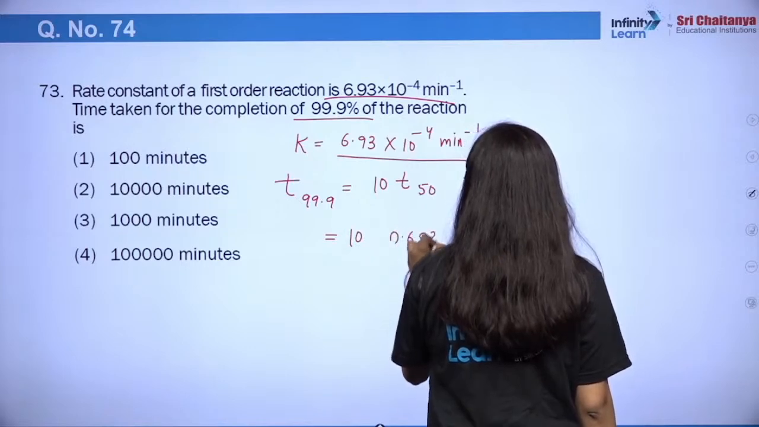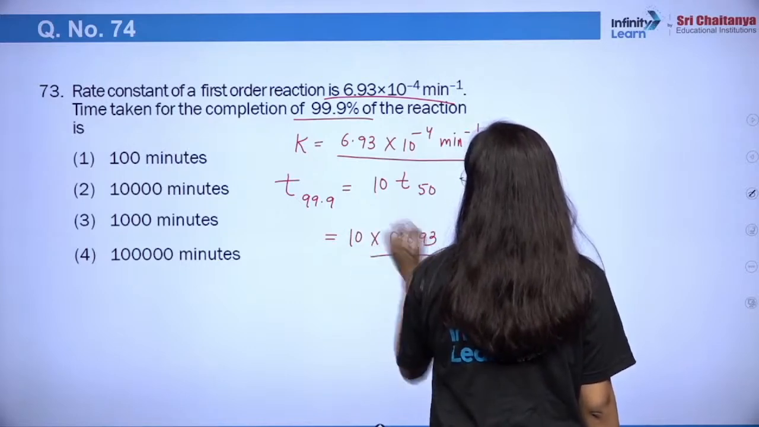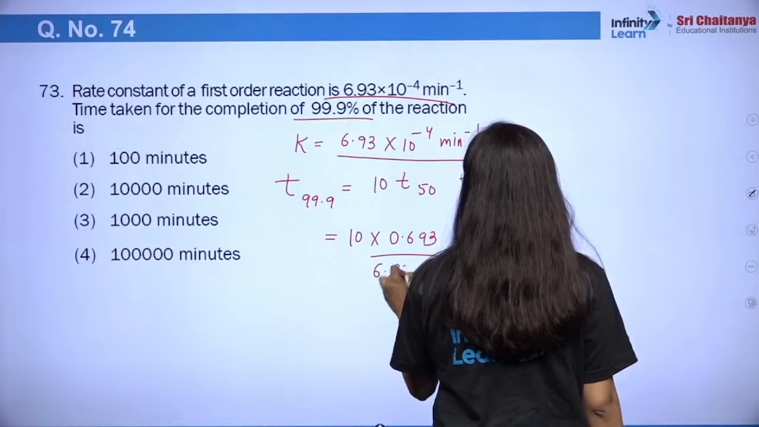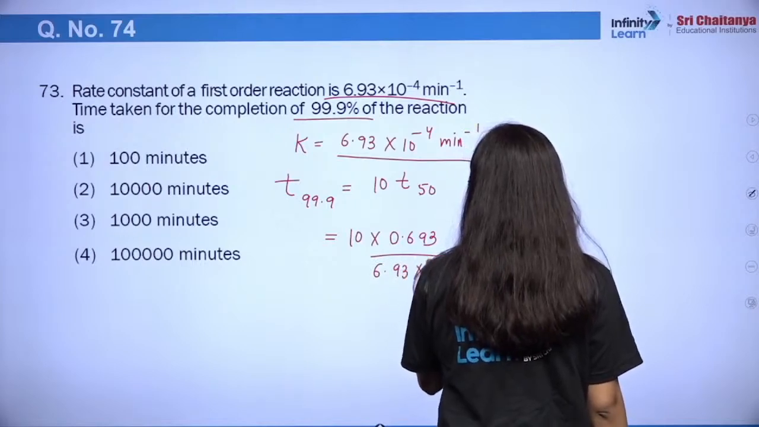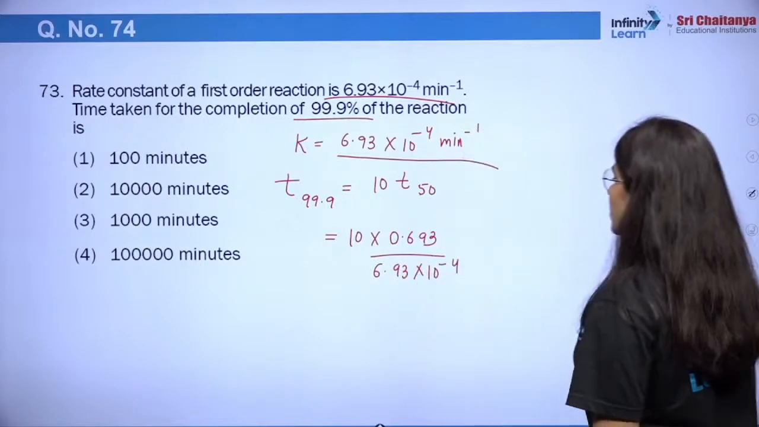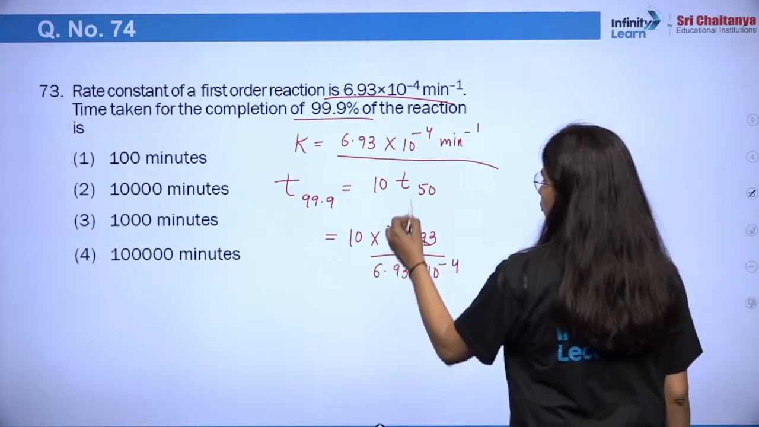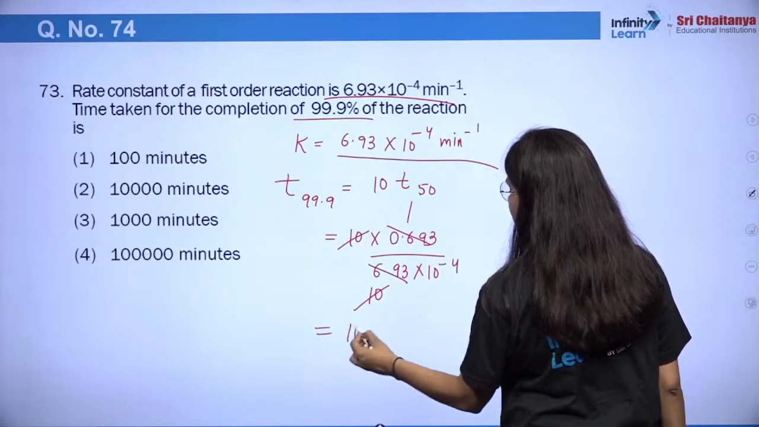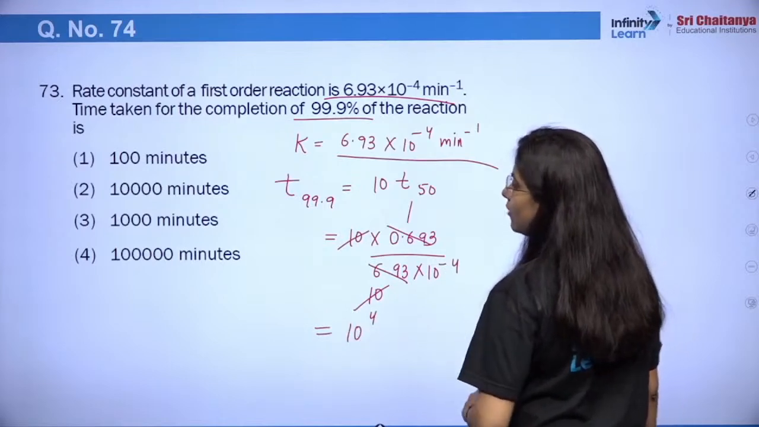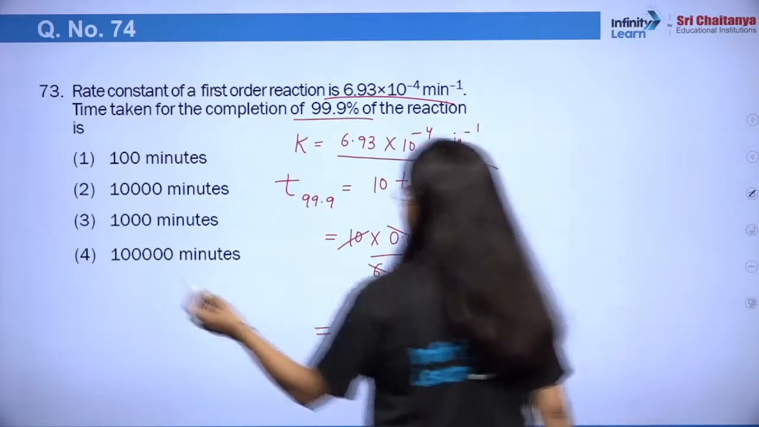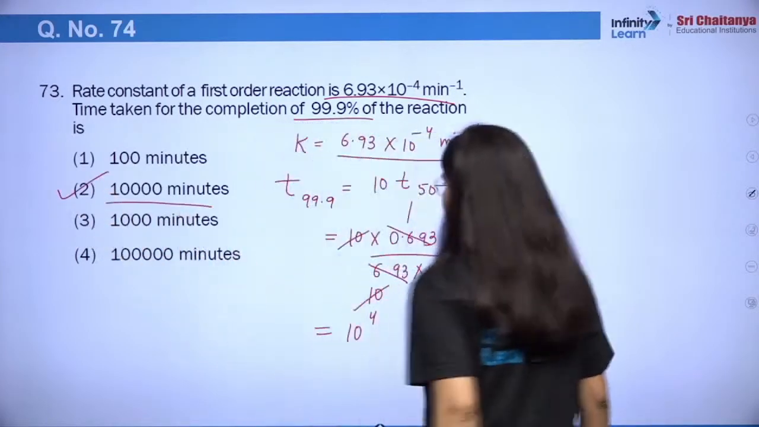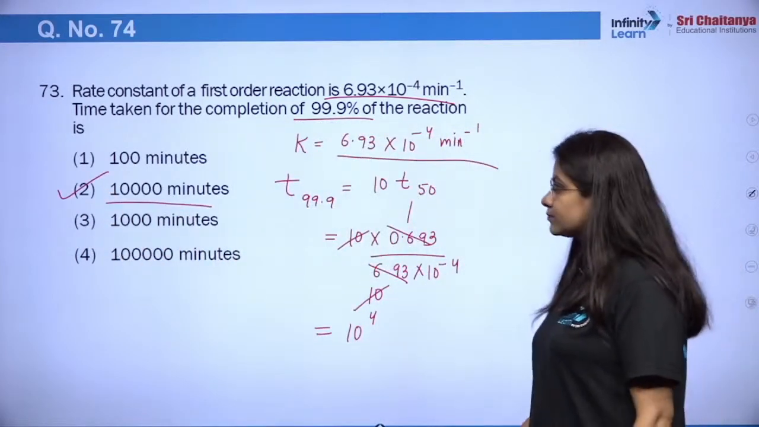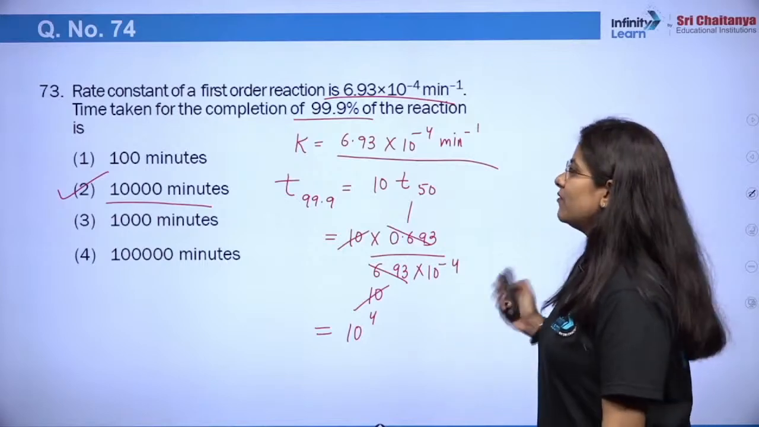So what will be T half? 0.693 divided by K. What is this K? 6.93 into 10 raised to power minus 4. So if I cancel, 10, 10 and 10 will be cancelled. So it will be 10 raised to power 4. 10 raised to power 4 means this answer will be option number B. Clear? Very easy question.